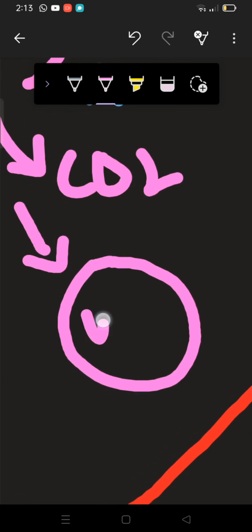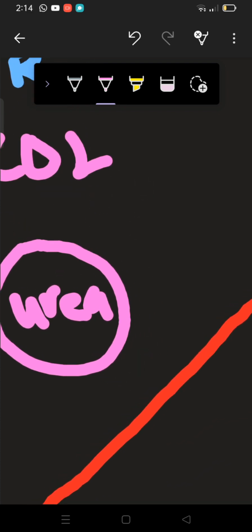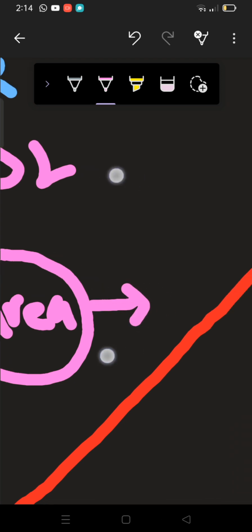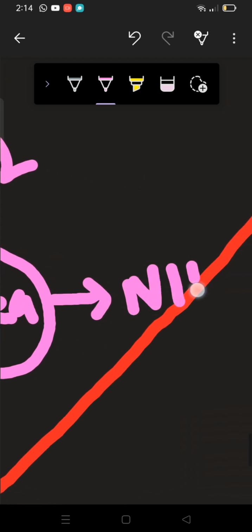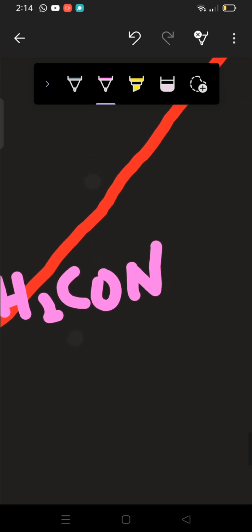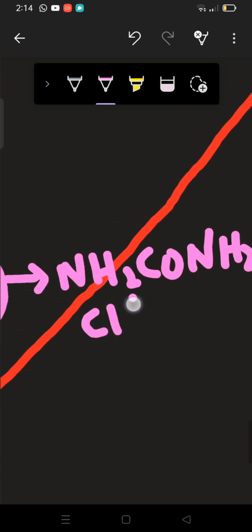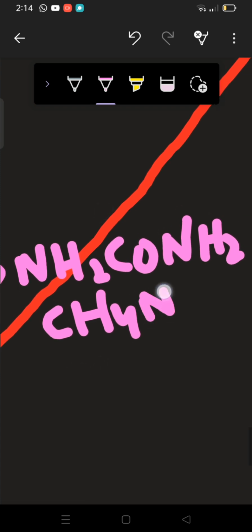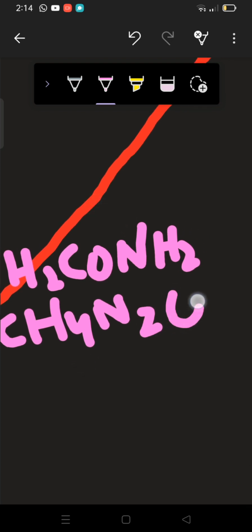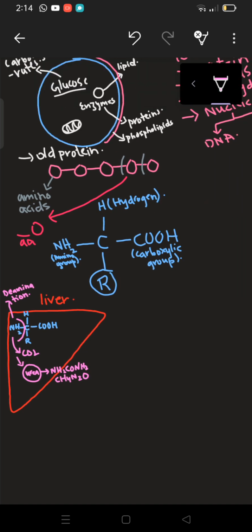This is known as the urea cycle, by which urea will be formed. The formula of urea is NH2CONH2. We can also write it as CH4N2O, because two NH2 groups give 4 hydrogens, then we have 2 nitrogens and 1 oxygen. Here the nitrogen group is present, and we know that a compound having nitrogen in it is a metabolic waste.